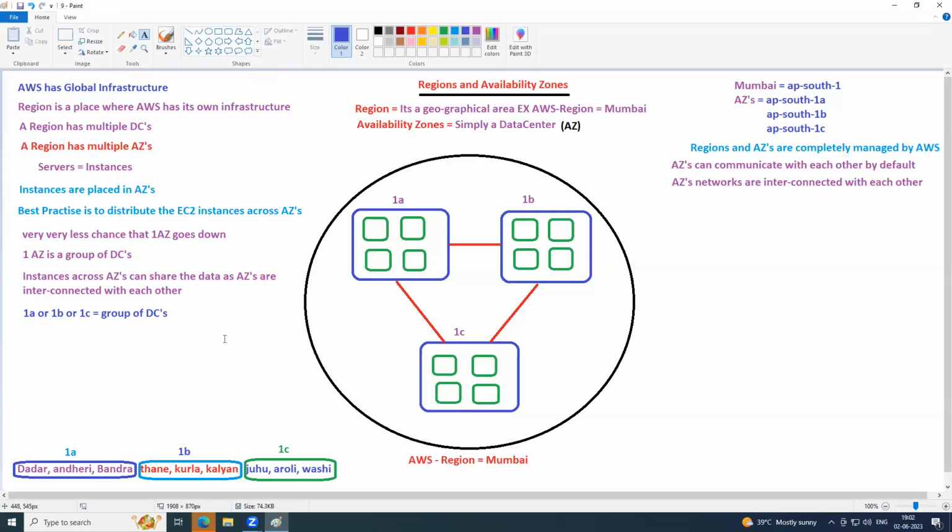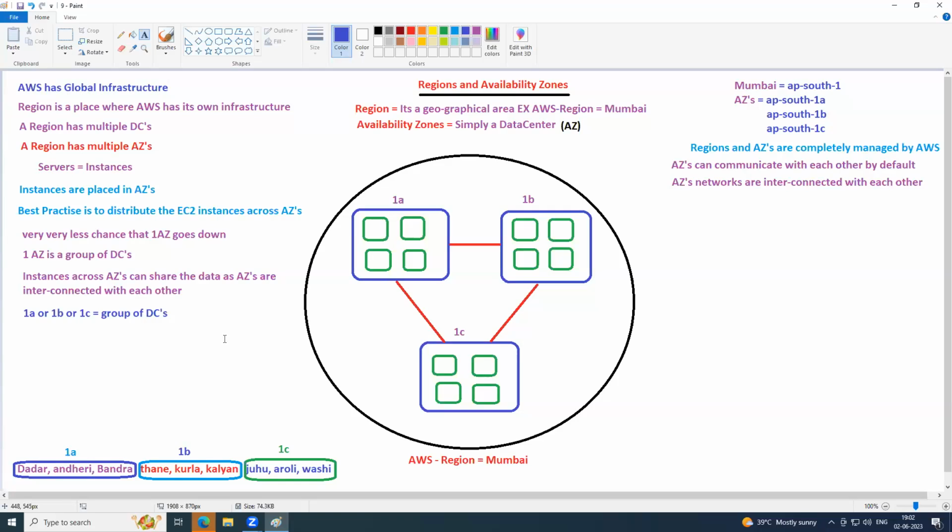Clear? If you're not clear, please ask me. Does one availability zone have multiple data centers? Yes, that's what I said. 1A is nothing but multiple data centers.